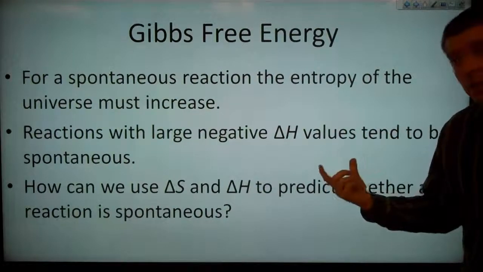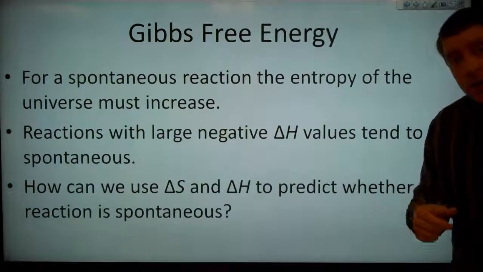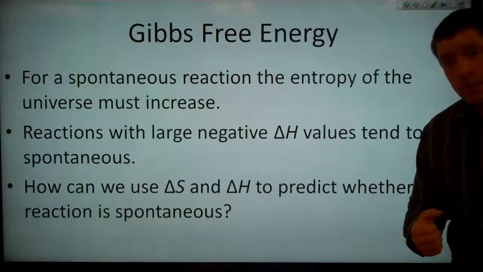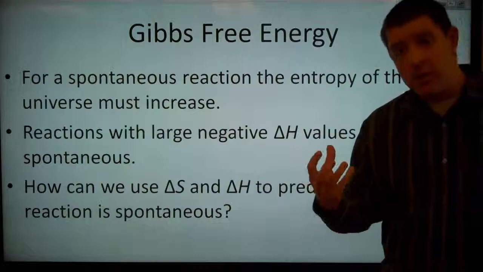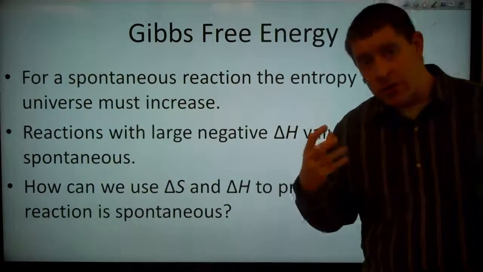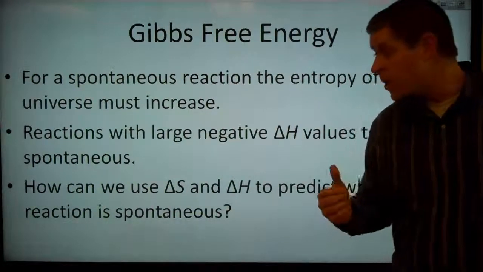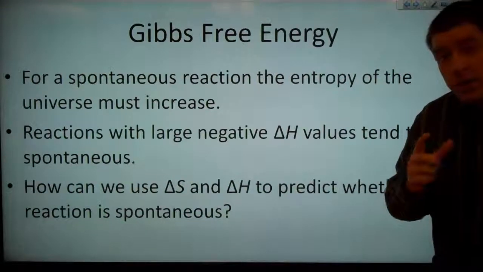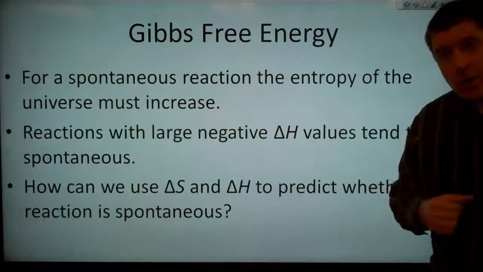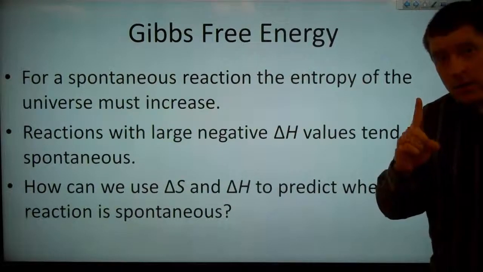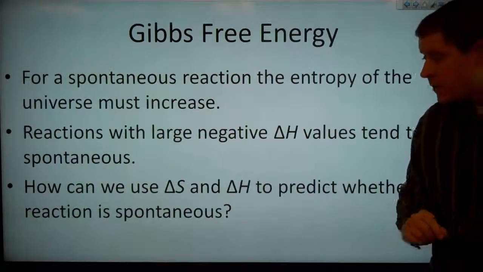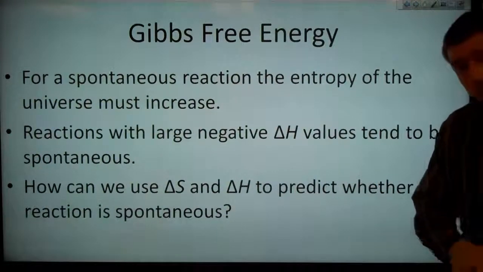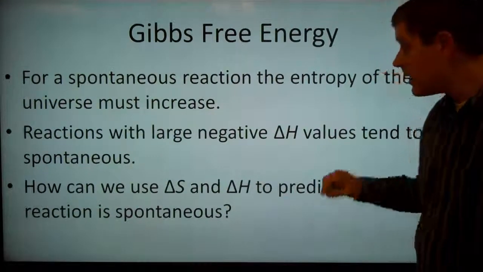So remember, enthalpy is related to how much heat is transferred. So a large negative enthalpy means that we have a lot of heat being released from our system. So if heat is being released from our system, then in general we say that exothermic processes tend to be spontaneous. So how can we use delta S and delta H to predict whether a reaction will or will not be spontaneous?